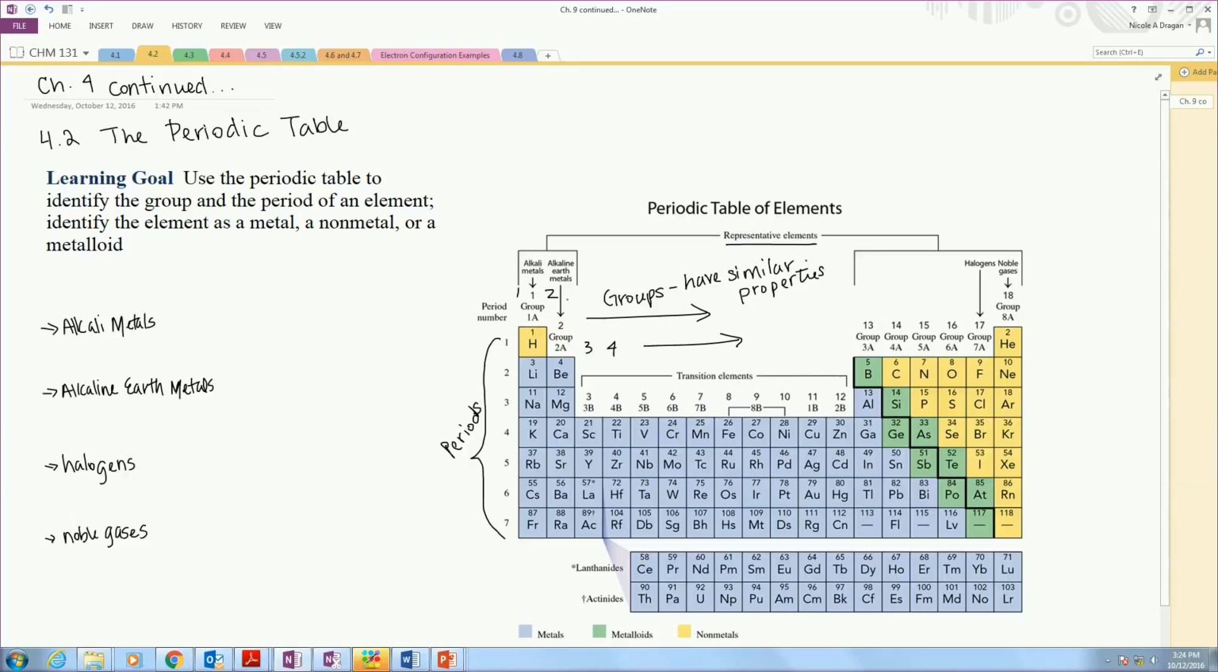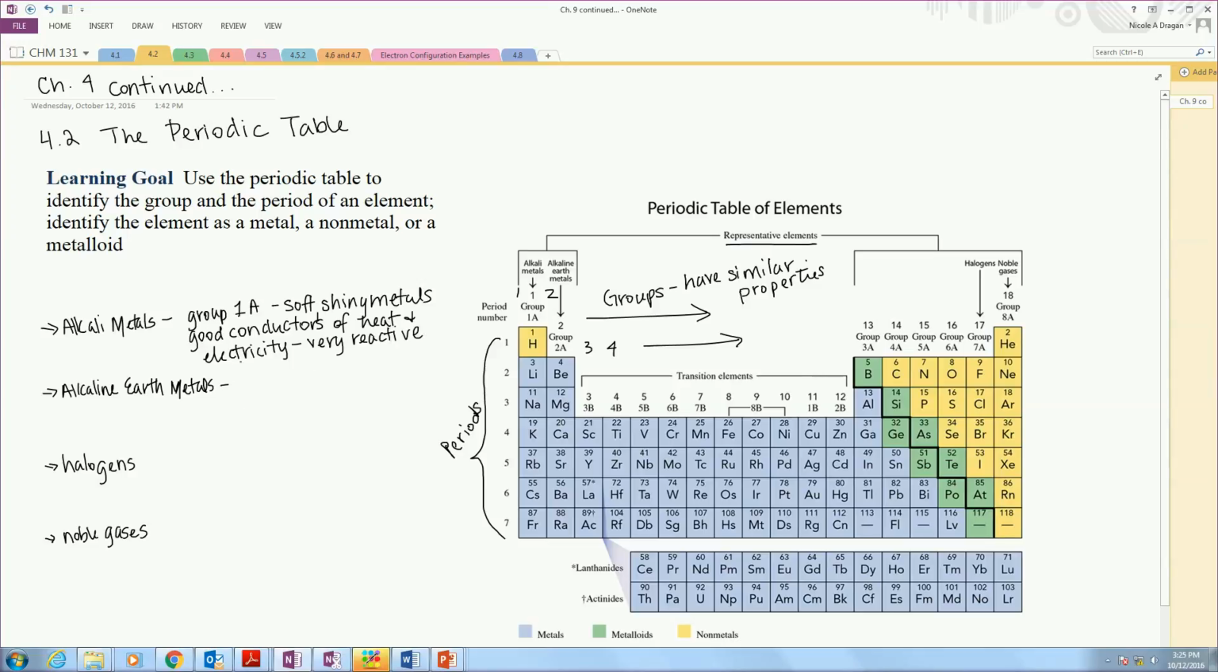Okay, so you can see we have alkali metals in group 1A. These are soft, shiny metals, and they're good conductors of heat and electricity. These are very reactive.